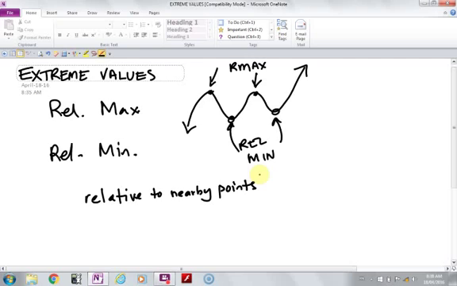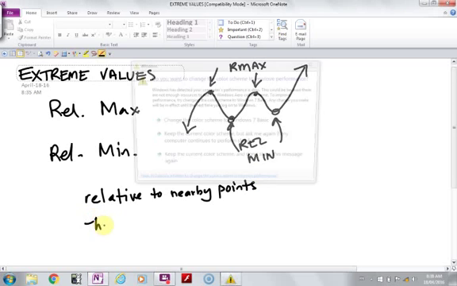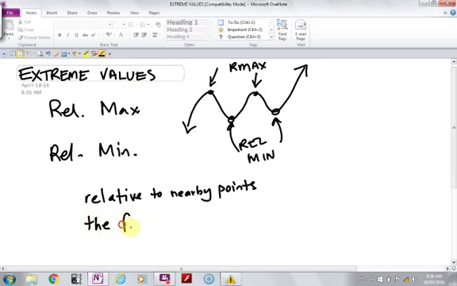So how could we find these points? What is happening at relative maximums and at relative minimums that would allow us to figure them out? Miles? The derivative is equal to 0. Okay? So if we have a relative maximum or a relative minimum, then the derivative is equal to 0.